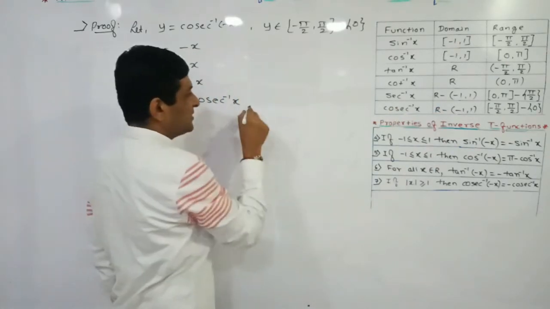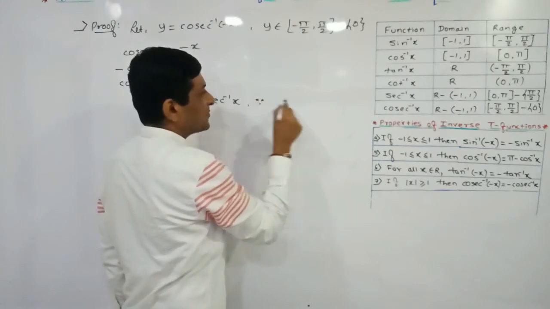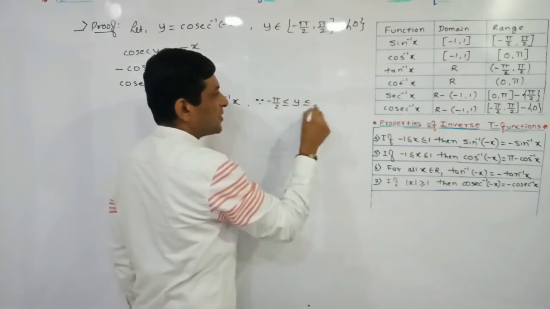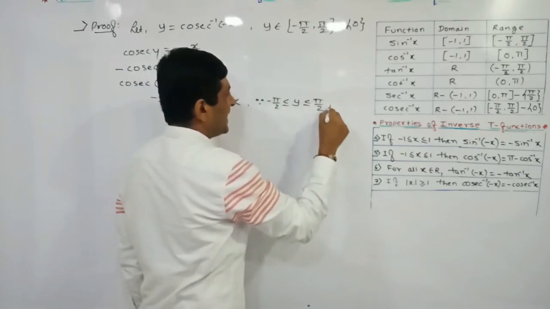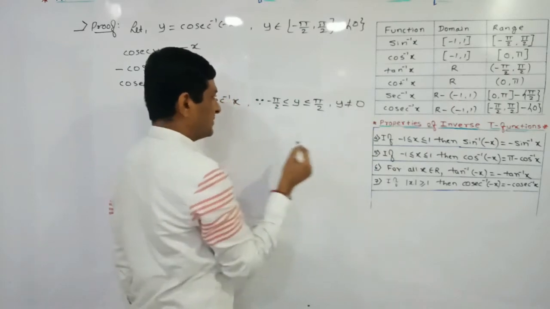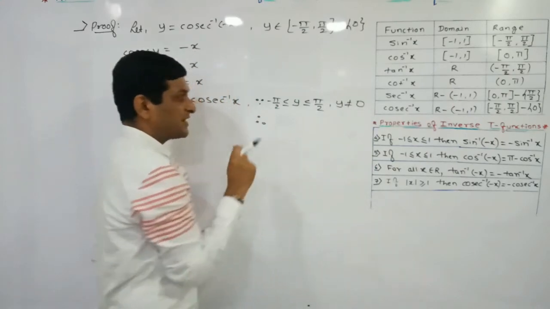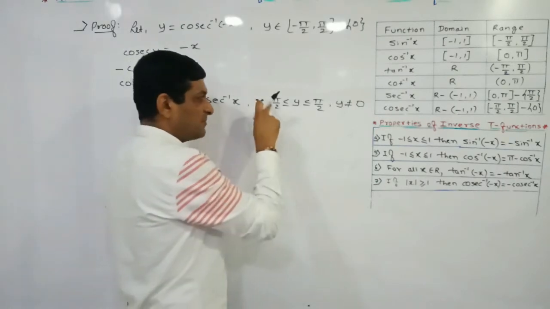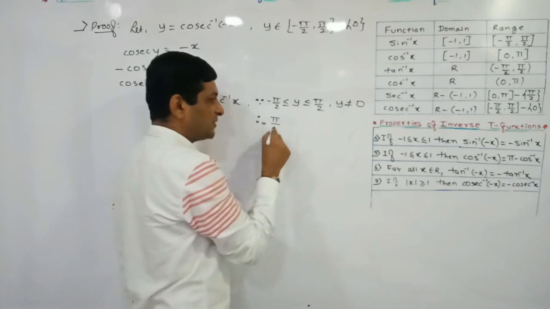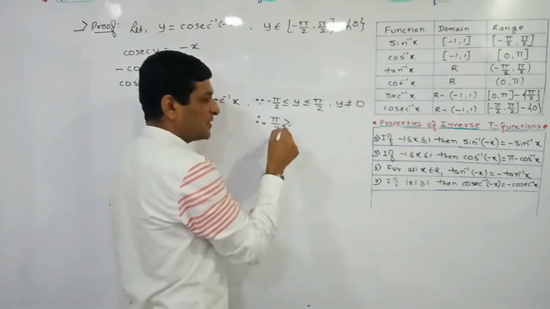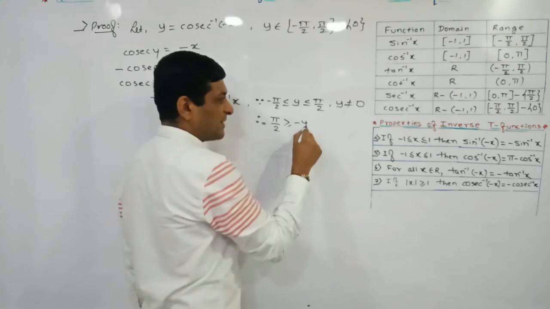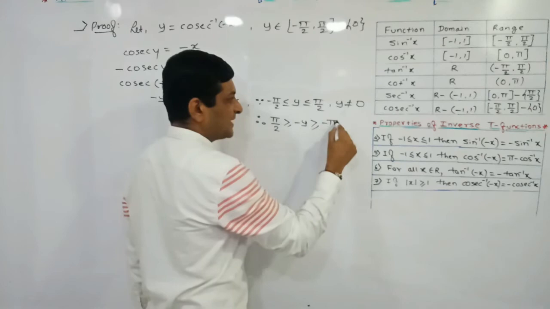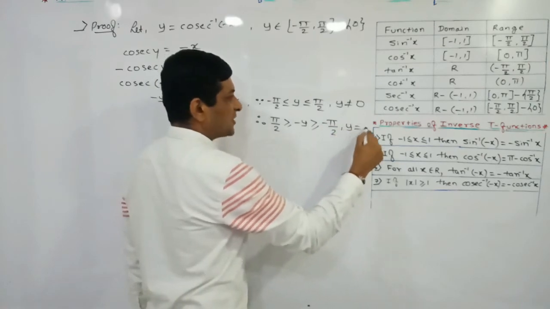Now we are using our given condition here. Since y is greater than or equal to minus pi by 2 and less than or equal to what? Plus pi by 2, and y is not equal to what? 0. So therefore we will require minus y. That's why we are multiplying all the terms by minus. If I'm multiplying here by minus, minus pi by 2 will become plus pi by 2, less than or equal to will become greater than or equal to. Here minus y, again less than or equal to will become greater than or equal to, and here we will get minus pi by 2, and y is not equal to what?